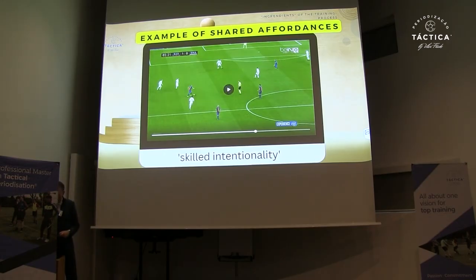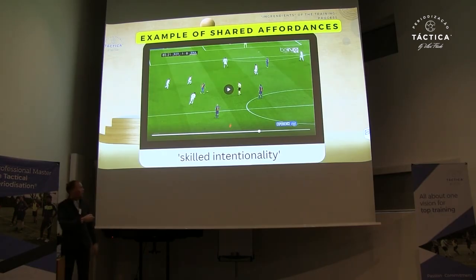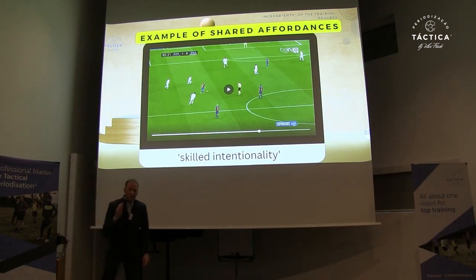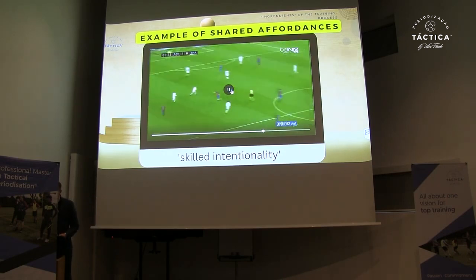Then he sees it's closed. And then if you see, there was a moment just before a second where they looked to each other. They both perceive at the same moment that space, and for them it gives the affordance to play a pass straight there. And because they are connected to that idea.